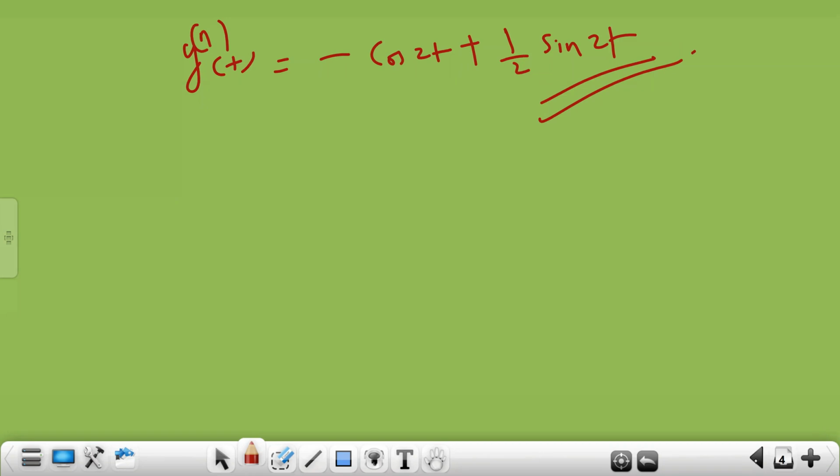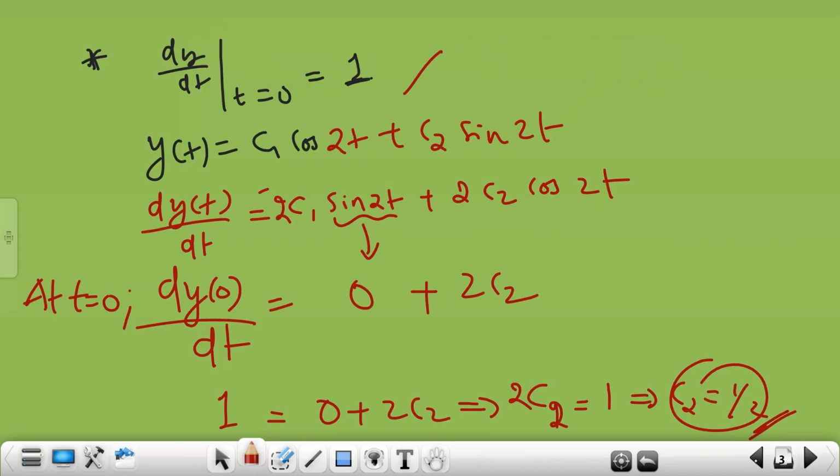So in order to solve C1 and C2, you should make use of the two initial conditions, substitute the values, and then solve for C1 and C2, go back to your solution, substitute, and rewrite the final answer.